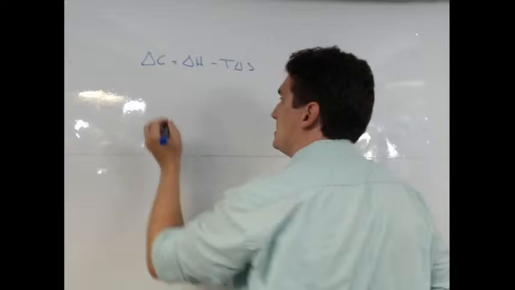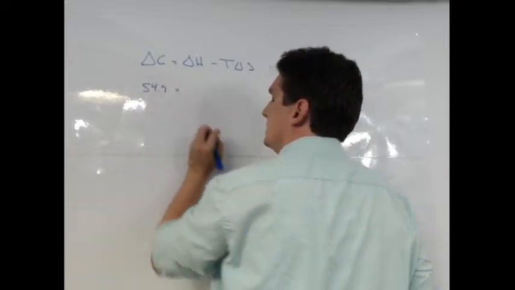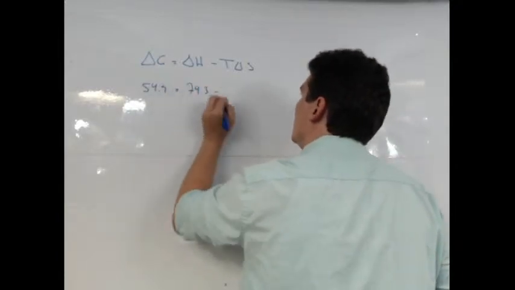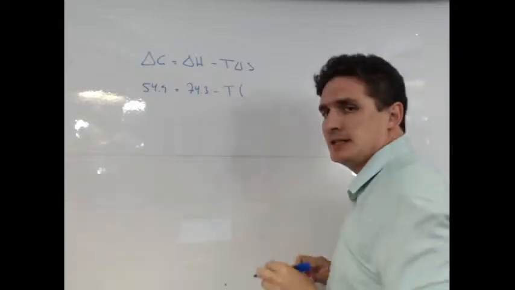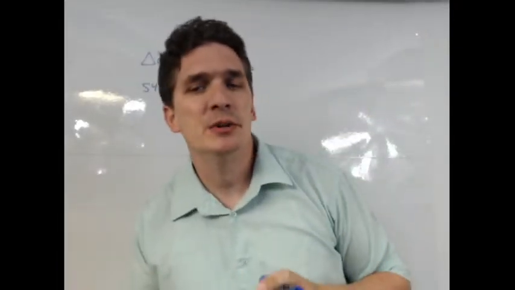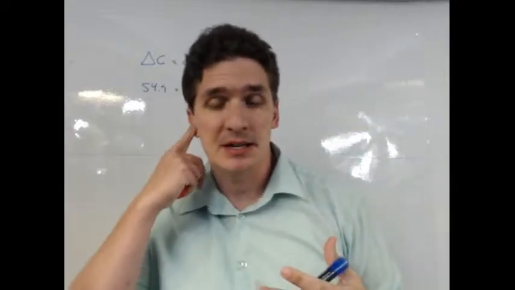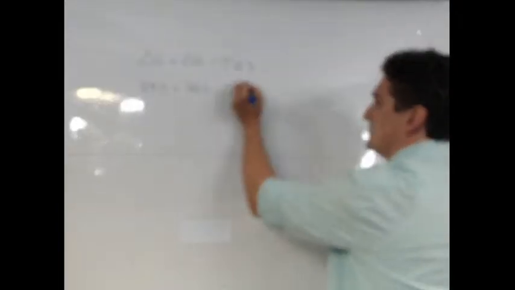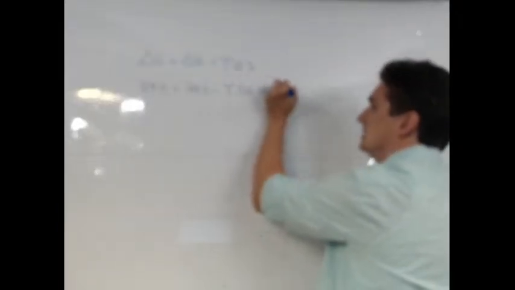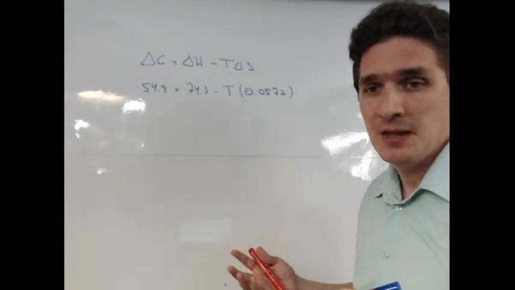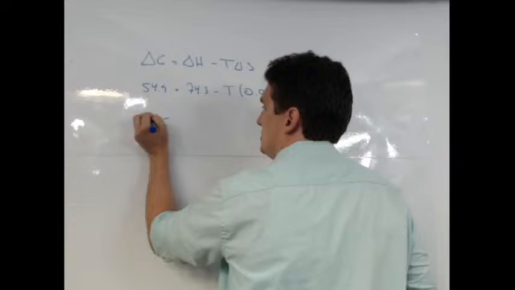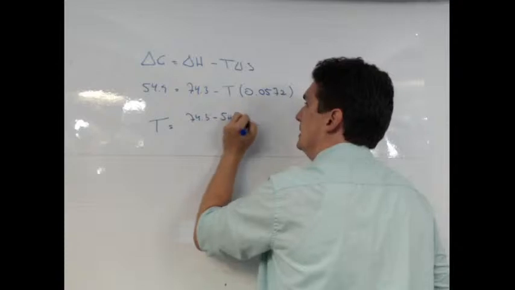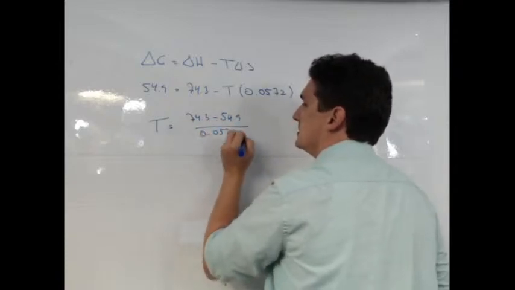So you're given delta G in this problem is 54.9. The delta H here is 74.3. Temperature is what we're being asked to solve, and the delta S is given to you as 57.2, but it's joules per mole Kelvin, and this is the common mistake I see. Delta S is rarely ever reported in kilojoules because of how small it is. So you need to divide this first by 1,000 to get you into kilojoules per mole Kelvin. So when you solve this, you're going to get the temperature here is 74.3 minus 54.9 divided by 0.0572.